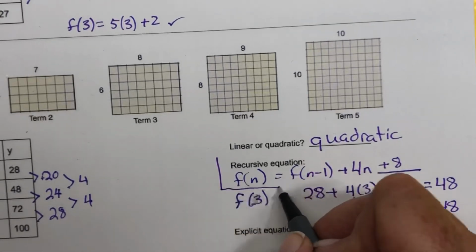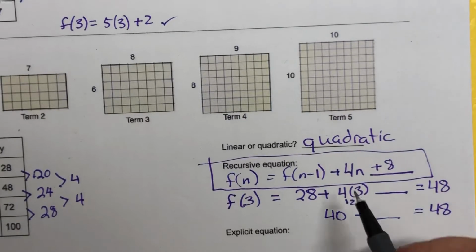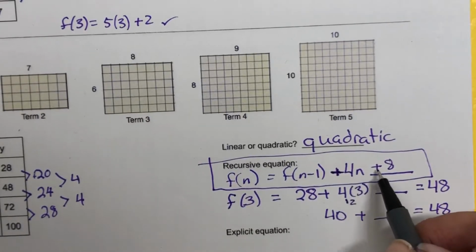So this is the recursive equation. Make sure you have a plus sign right here, 4n, and a plus 8.